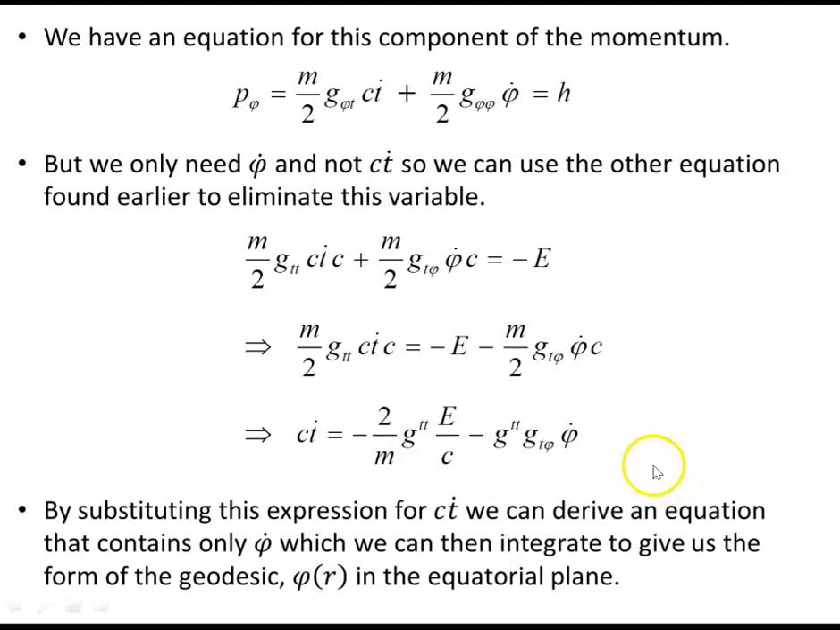All right, and then what we'll do is we'll substitute that back into p phi up here, and by substituting this expression for t dot, we can derive an equation that contains only phi dot, which we can then integrate to give us the form of the geodesic phi of r in the equatorial plane, and that's what we're after, and that's the thing we'll plot in Mathematica.